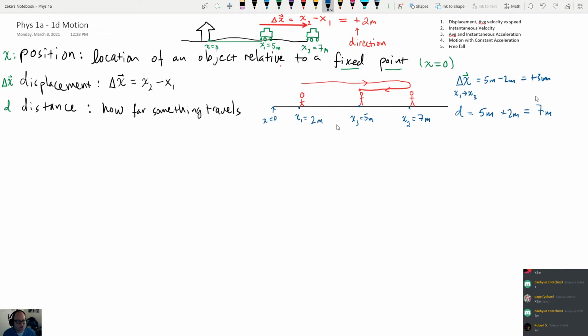So you can see the distance traveled is 7 meters, which is farther. That's not surprising because the person walked forward and then walked backward. But the displacement only indicates from where the person started to where the person ended. It doesn't matter if you turn around at all. It's not important when it comes to displacement, if that makes any sense.